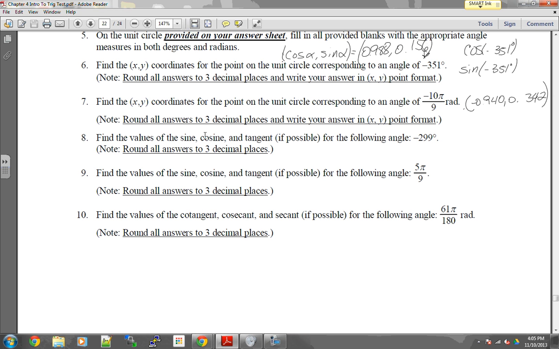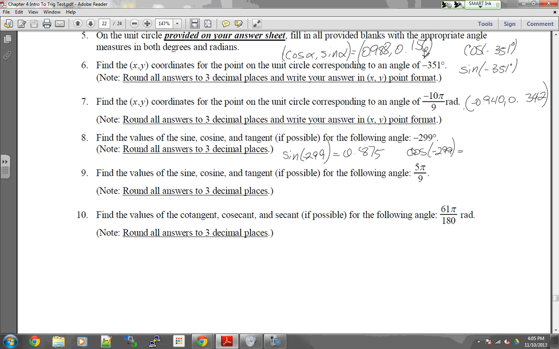All right, so you do the same process. Since our angle is in degrees, make sure you're in degree mode. All right, and then just do the sine of the angle, which is negative 299. So the sine value of negative 299 equals 0.875. The cosine of negative 299 is 0.485.